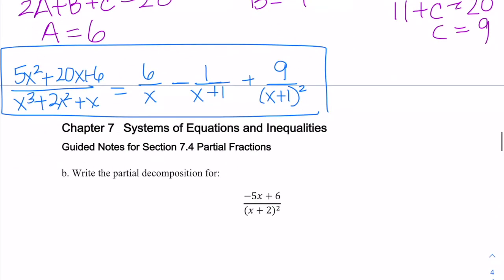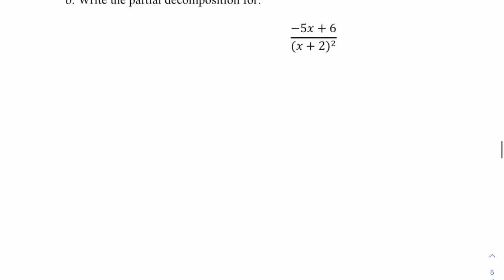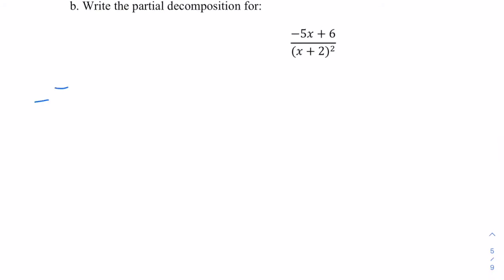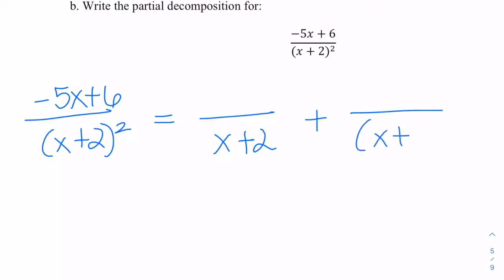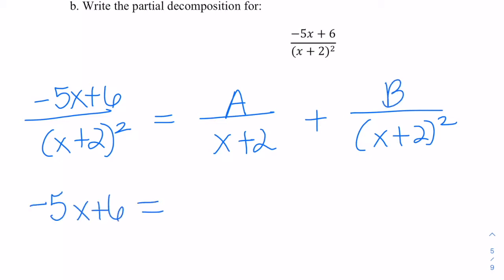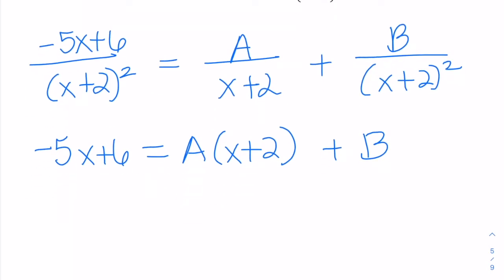All right, let's look at another one where we have repeated factors. So again, we're going to set it up. So that one factor is shown in the first fraction. So that's just going to be x plus 2. And then we'll have (x plus 2) squared. So this is the first linear factor. This is the second linear factor. We're going to multiply by (x plus 2) squared. So this will just be b. And then we have -5x plus 6 equals a times (x plus 2).